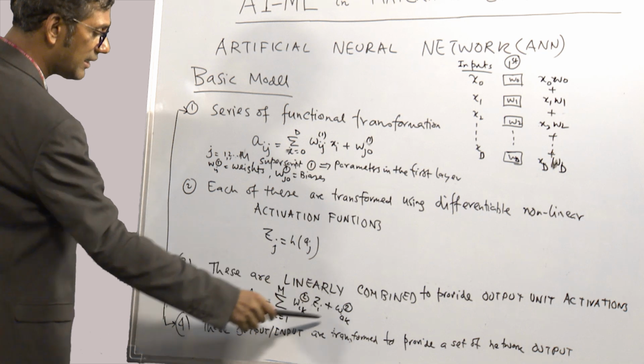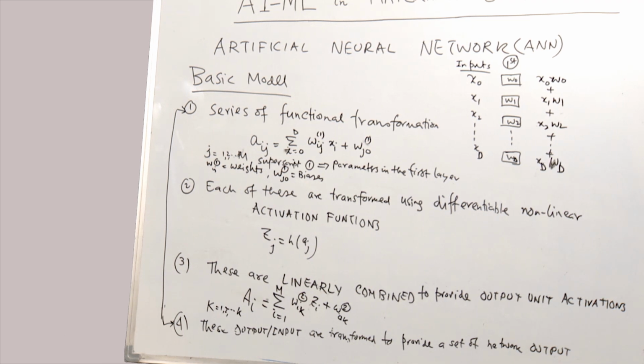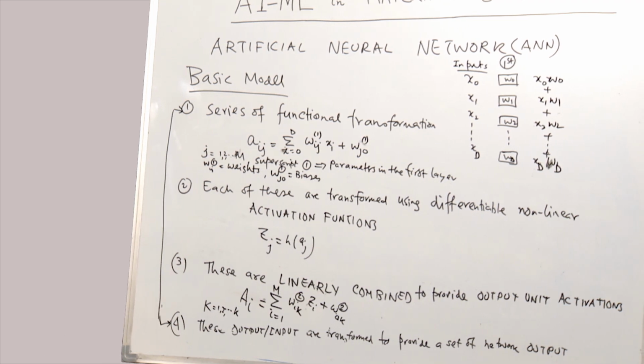So, that has to be then linearly combined. Many of these outputs have to be linearly combined, because you are getting output from each of these units, and then it has to be linearly combined. Once they are linearly combined, you get AI, and then the summation of that is used as output. That is how the network works.